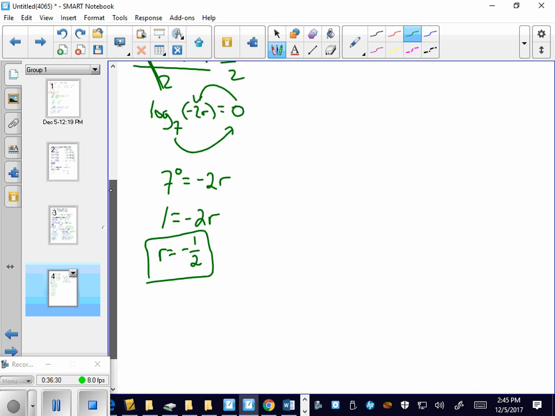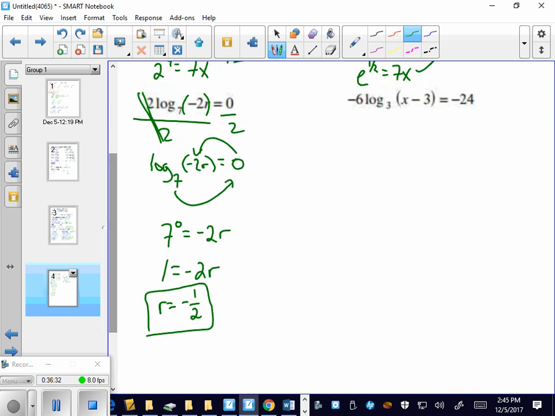And if I plug negative 1/2 back into here, negative 1/2 times negative 2 gives me a positive. So I'm taking the actual log of a positive number. So we're good. One more.